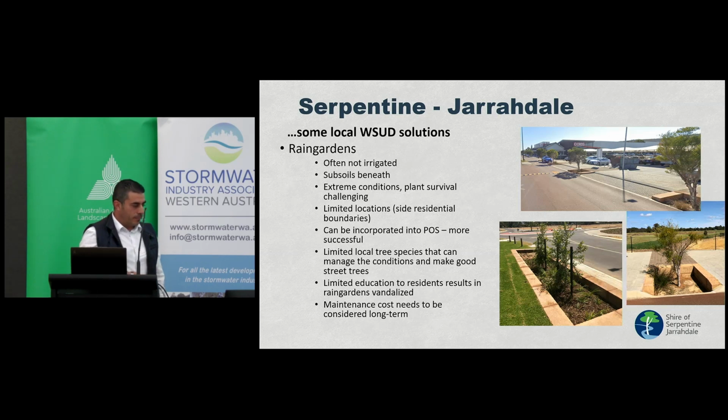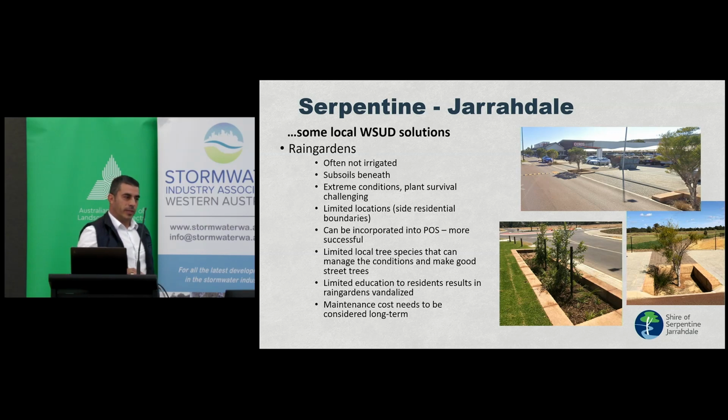So some of our water-sensitive urban design solutions are basically treating and infiltrating the stormwater as much as we can offline. Now, one example of those is rain gardens. Now, rain gardens, they're often not irrigated. They require subsoils underneath them to help them drain out and to prevent groundwater rising into them. They're in extreme conditions, and plant survival is challenging. They're in a road environment, surrounded by footpaths, buildings, often not irrigated.